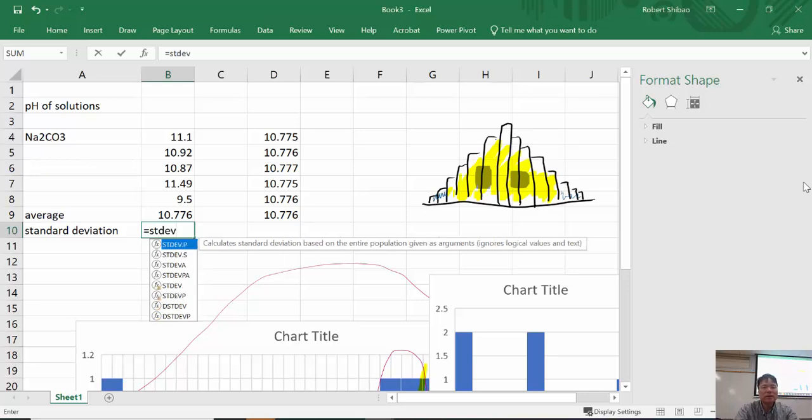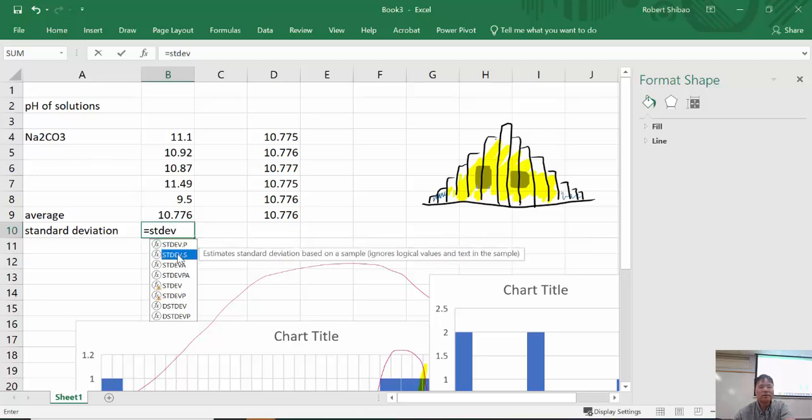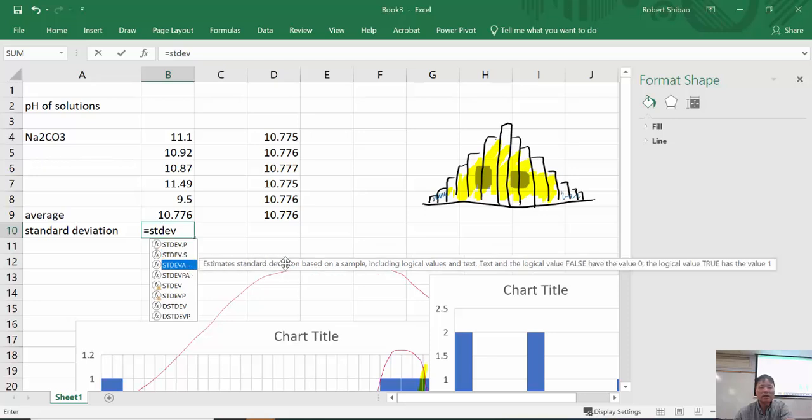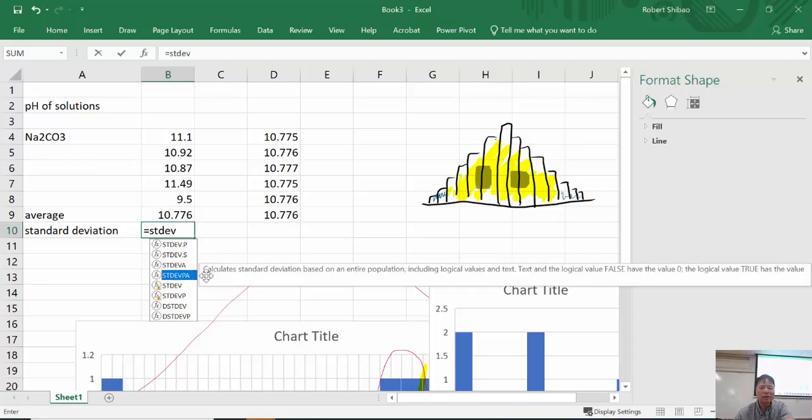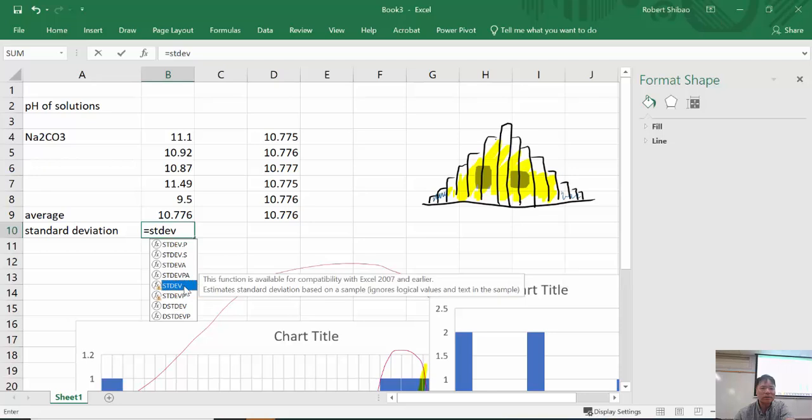STDEV for standard deviation. And we have three types of standard deviations in Excel. If I look at standard deviation.p, it says calculate standard deviation based on the entire population given as arguments, ignores logical values in text. Then we have standard deviation.s, estimates standard deviation based on a sample, ignores logical values in text. And then we have standard deviation A, based on a sample including logical values in text, and standard deviation PA, and then standard deviation just regular, but this function's no longer compatible. And those are the standard deviations.